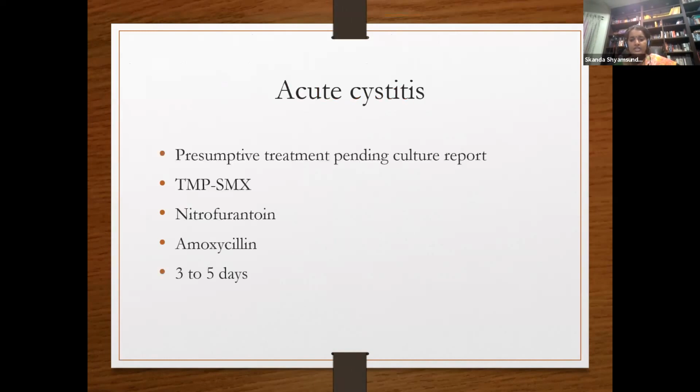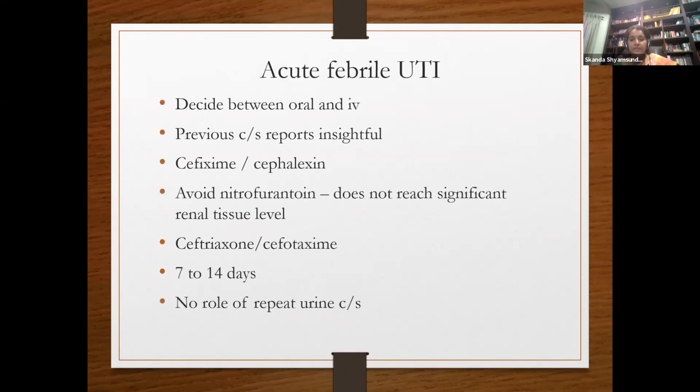So acute cystitis, send off a urine culture, start a presumptive treatment with one of the 3 drugs: trimethoprim sulfamethoxazole, nitrofurantoin, or amoxicillin. This is all okay for a simple cystitis. Ask them to come back after 3 days, look at the culture report, and then change the antibiotic. Whatever is going to be the final antibiotic that you're deciding on, total duration of treatment for cystitis alone is 5 days.